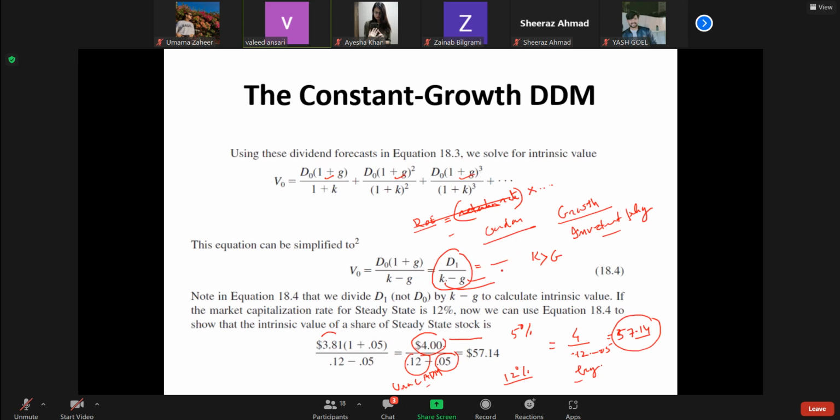Now this is one of the most important formulas for the calculation of equity value, and I will show you that even assets like Bitcoin, there has been an attempt to value Bitcoin, which is very difficult to value. But I will discuss these things later, not now.